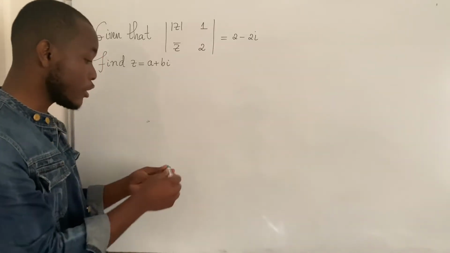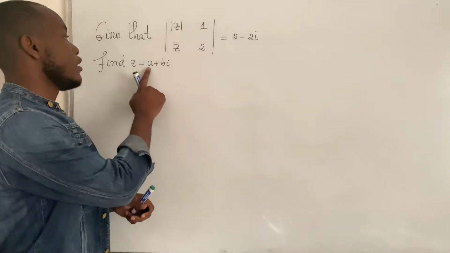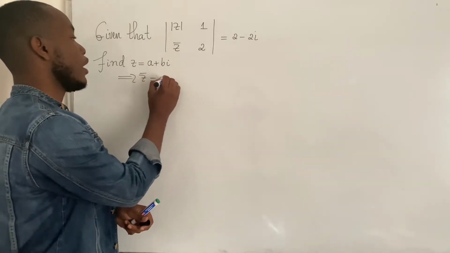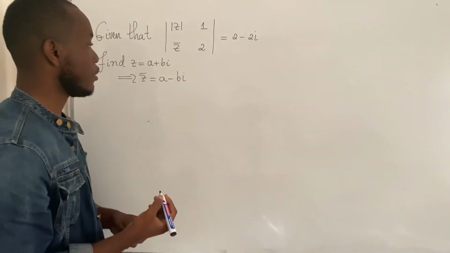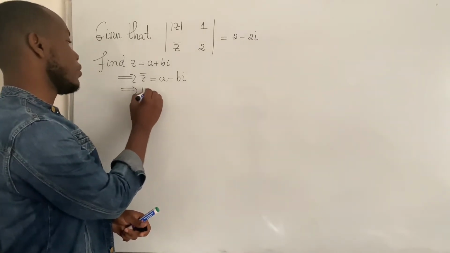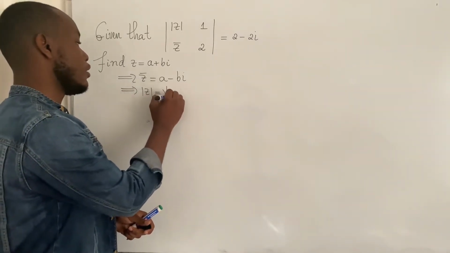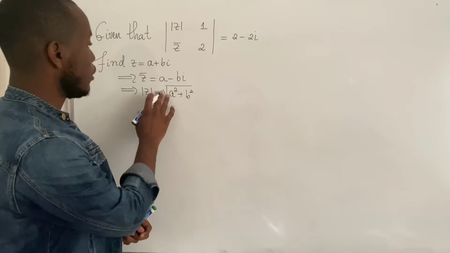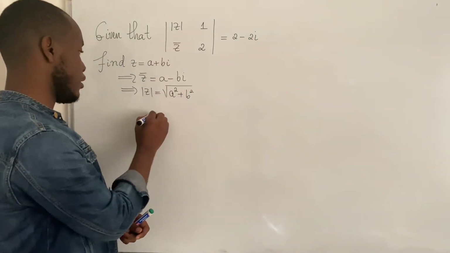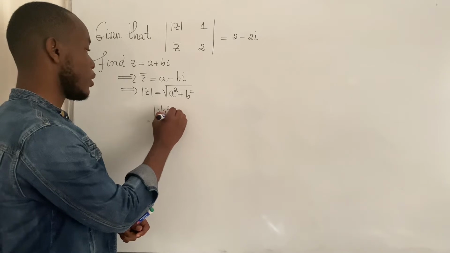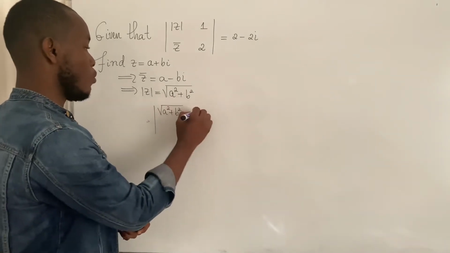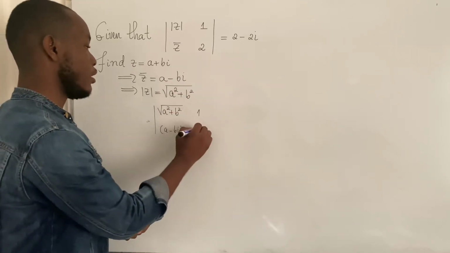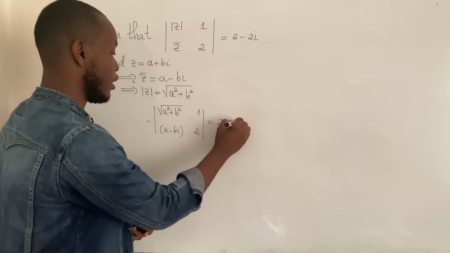Okay, first, what do we know? If z is equal to a plus bi, then its conjugate is equal to a minus bi. And the absolute value of z, which is the magnitude, is defined as the square root of the real part squared plus the imaginary part squared. Replacing it there, we have the square root of a squared plus b squared, 1, and then a minus bi, because it's the conjugate of z, and then 2, equal to 2 minus 2i.